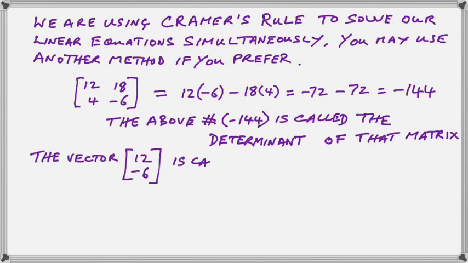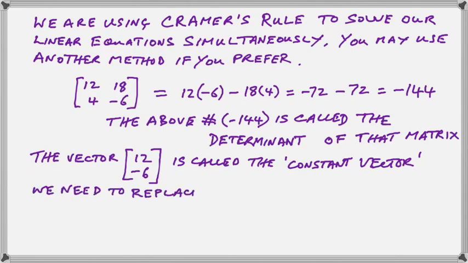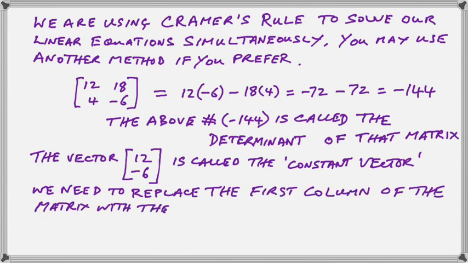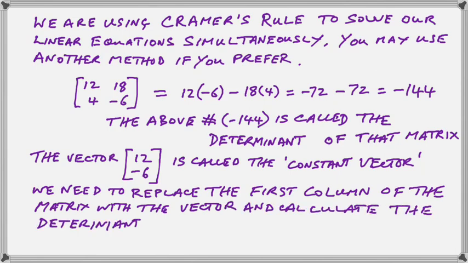Now, once we've got the determinant, we have to substitute our constant vector into a column of our coefficient matrix. And we're going to show you how to do that. Once you see the procedure, you should be able to do it with ease. We just replace the first column of the matrix with the vector, calculate a determinant. Then we replace the second column with the vector and calculate another determinant, as you'll see in the last slide.